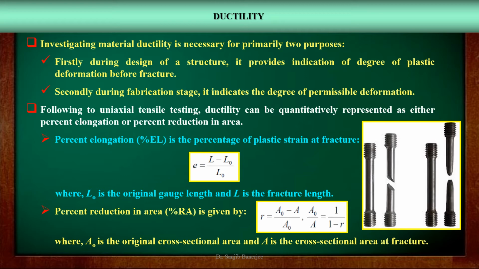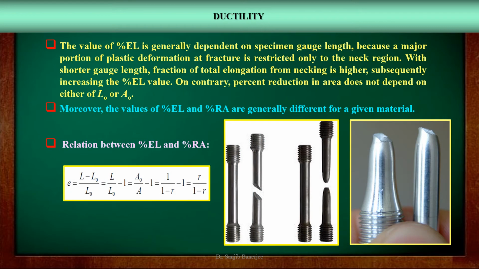So these are the two parameters by which ductility of a material can be represented. One with respect to the increase in length and another with respect to the reduction in cross-sectional area of the gauge length. So the ductility of a material can be measured by both the parameters of percentage elongation in length and percentage reduction in area.